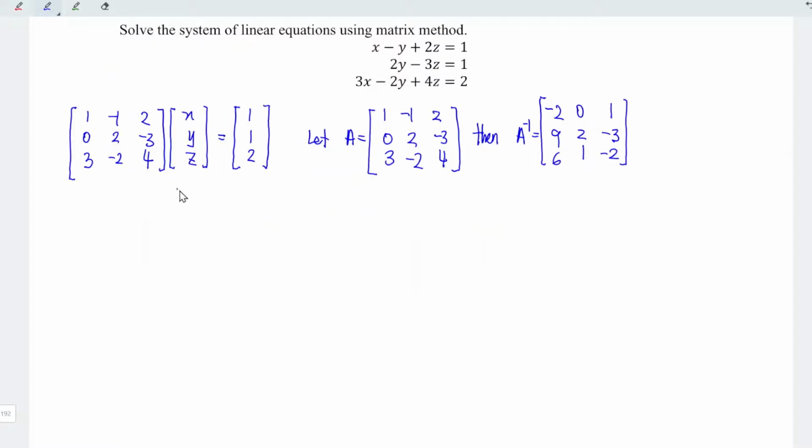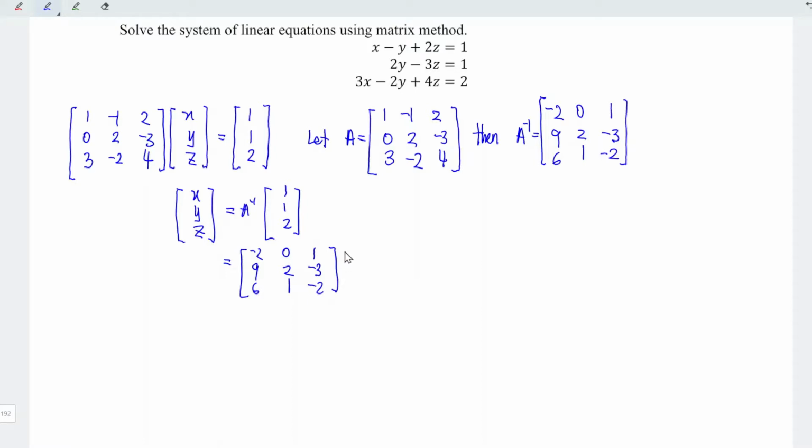With the inverse matrix, we can now solve for the unknowns x, y, and z. And this is equal to the inverse times the constant 1, 1, 2. So which means that this is equal to minus 2, 9, 6, 0, 2, 1, 1, minus 3, minus 2, and we times 1, 1, 2. Recall that when we apply matrix multiplication, always take the row of the first matrix times the column of the second matrix. The position is very important since x is placed on the first row, so we have first row times the column. Recall that when we apply matrix multiplication, we should times the corresponding position. So which means that first entry times first entry, second entry times second entry, third entry times the third entry.